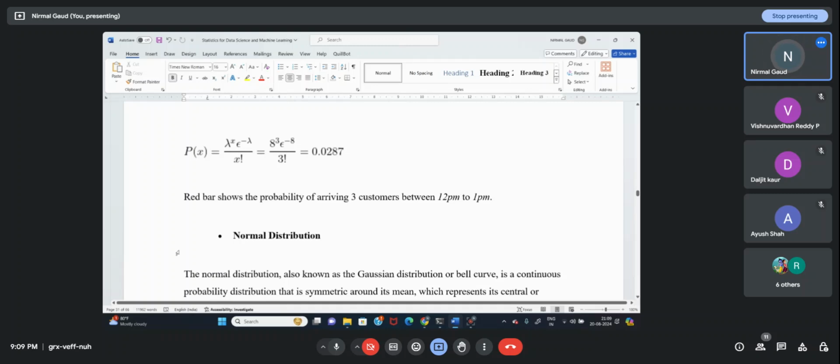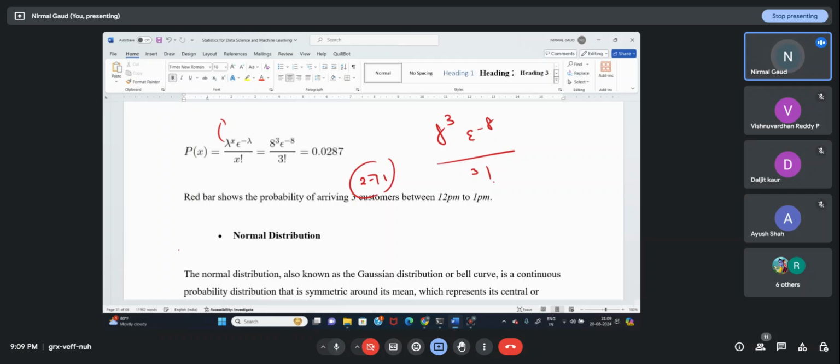So here, lambda is the average number of customers who appear between 12 to 1, and we want 3. Okay, X equal to 3. Between 12 to 1, what is the chance that 3 customers are going to appear? So 8 to the power 3, then e to the power minus lambda, that is minus 8, divided by 3 factorial. The value of e is 2.71. You can put it here and get the value. The answer is 0.0287.